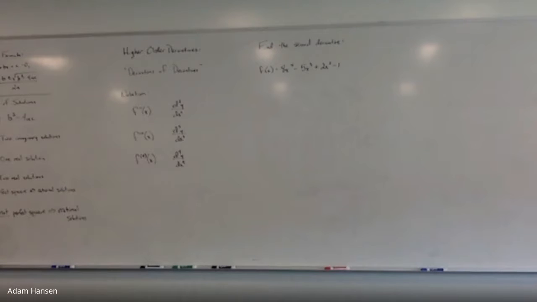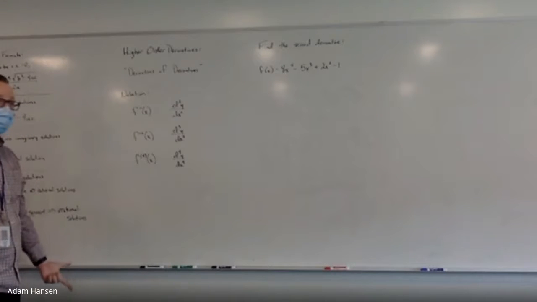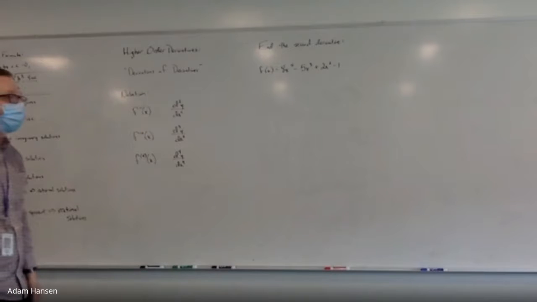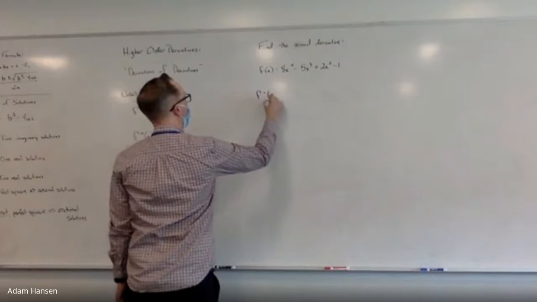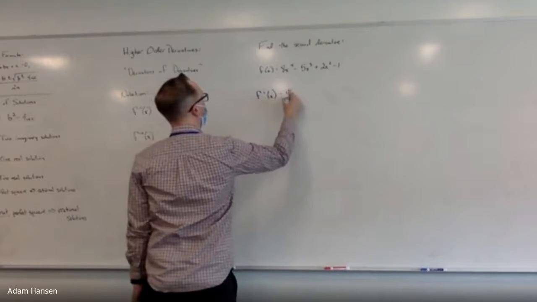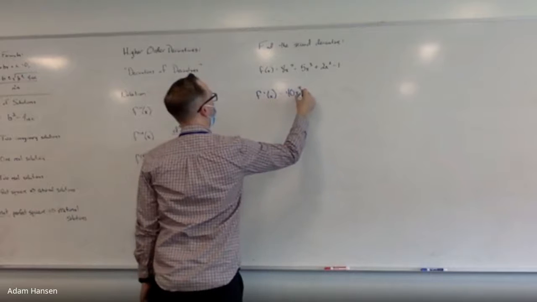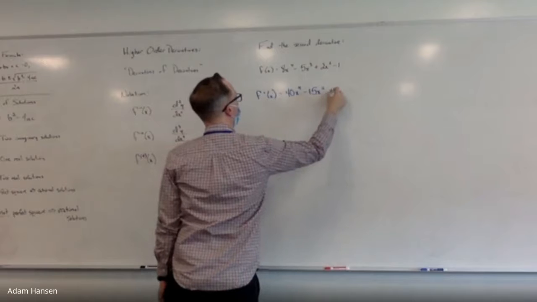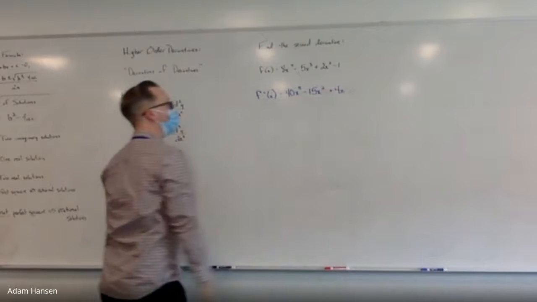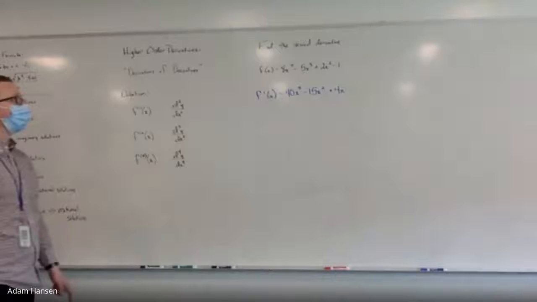Derivatives of derivatives. So let's take the second derivative of function f of x. Well, to get to the second derivative, what do I probably have to find first? The first derivative. I can't get to the second before I know what to differentiate to get to that. So let's take the first derivative. F prime of x will be 40x to the fourth minus 15x squared plus 4x. Derivative of 1 would be nothing.